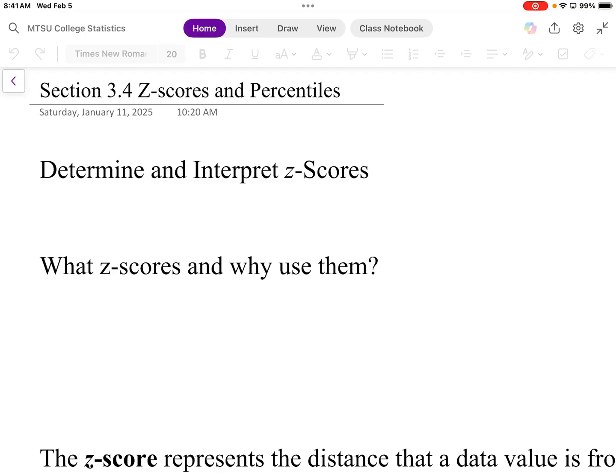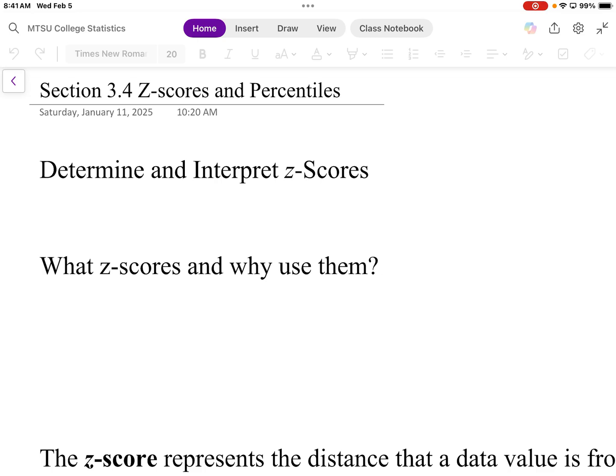So today we're talking about z-scores. How do we find them mathematically? How do we do a process to find them? Also interpreting them. What does it mean? Z-scores are associated with percentiles as we use them to calculate percentiles and stuff.